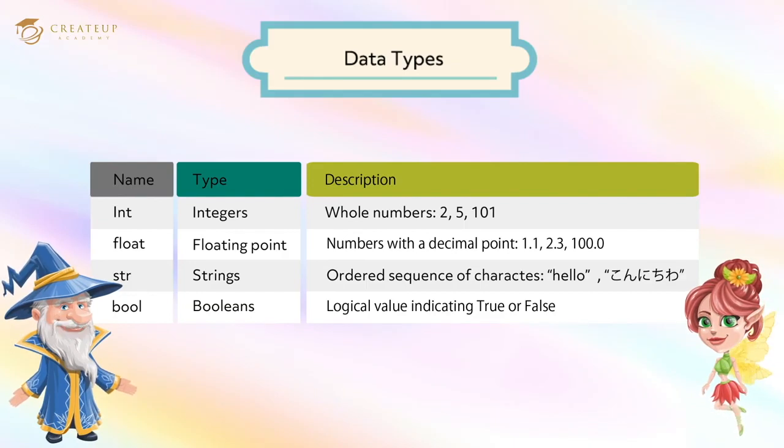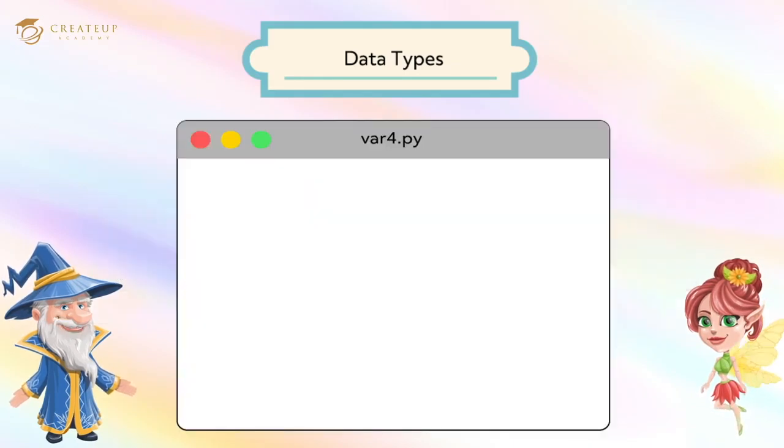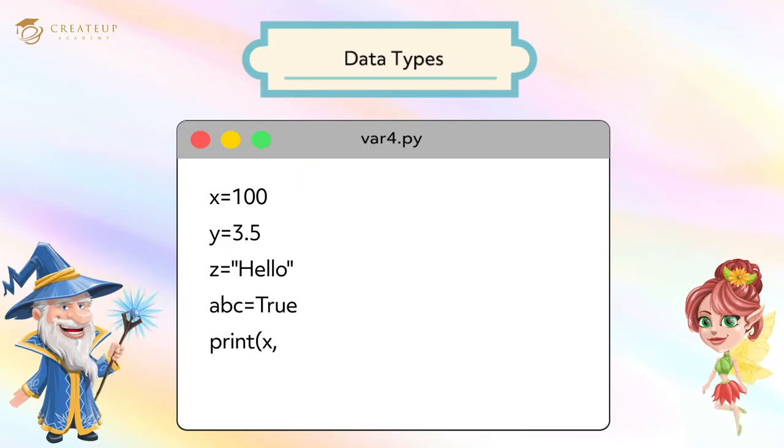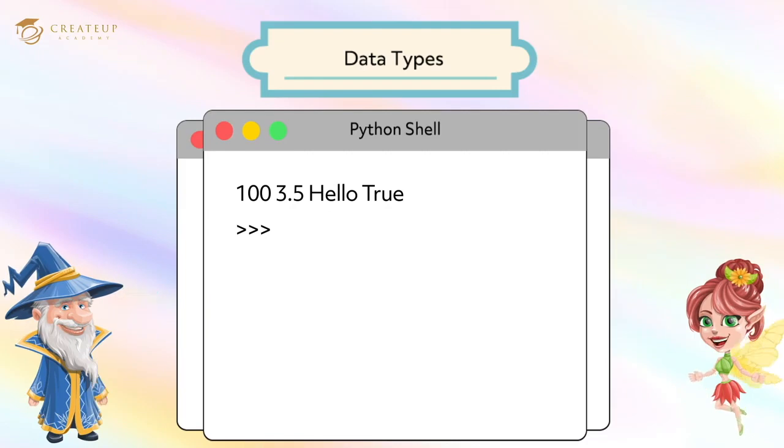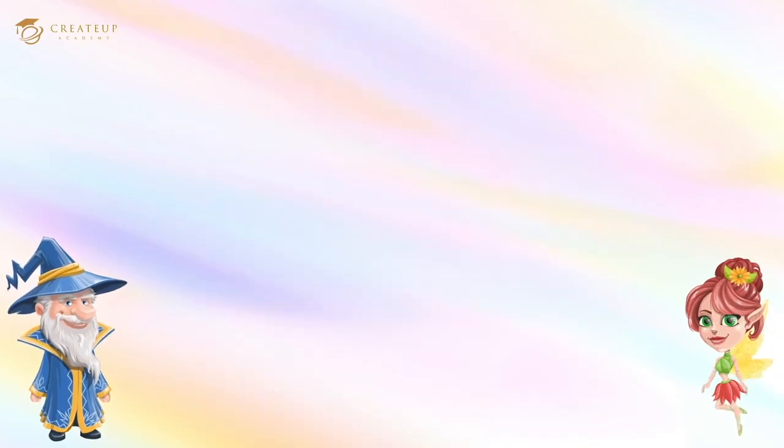Any data type can be put into a variable in the same way. Let's create variables with various data types. Create, save, and run this program. The various data types are displayed. We were able to put various kinds of data into variables.